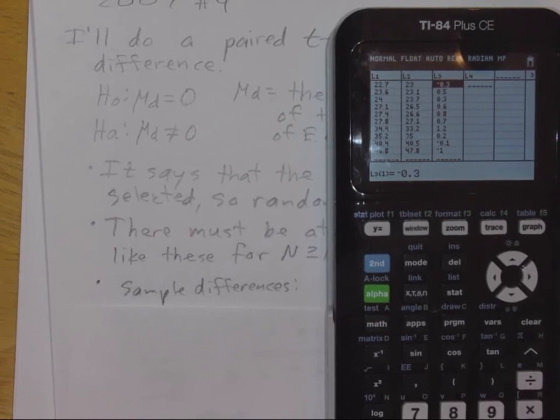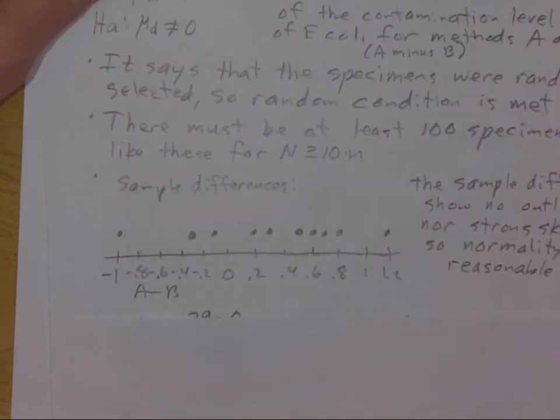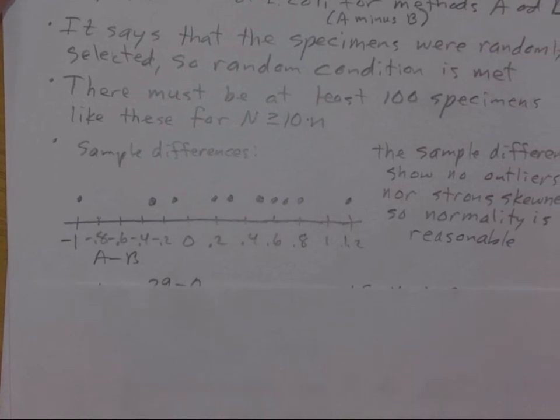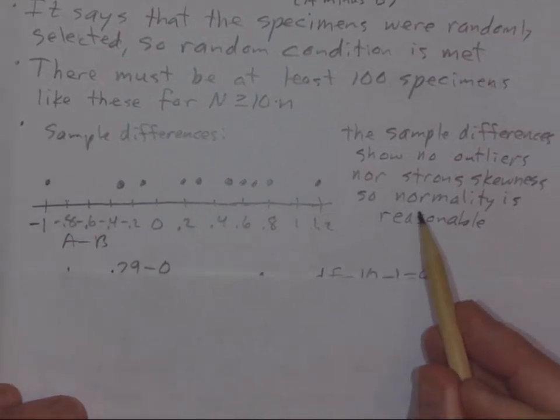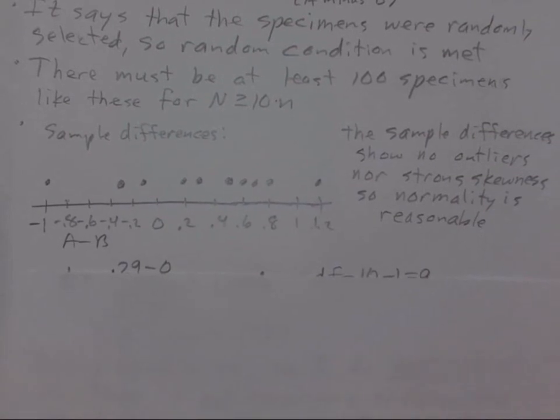So we have to graph those and make sure there's no outliers or strong skewness. And in this case, that certainly works out. There's no outliers or strong skewness, therefore normality is reasonable. So that's the proper way of wording that.